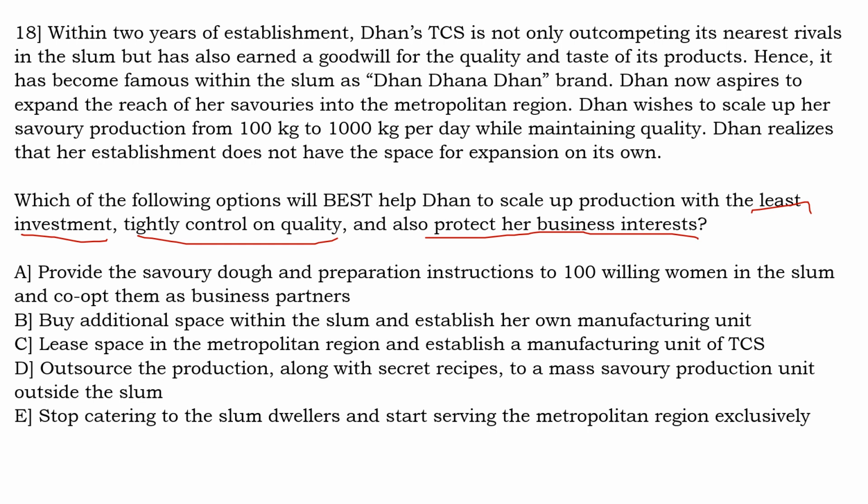Option A, provide the savory dough and preparation instructions to 100 willing women in the slum and co-opt them as business partners. So if you ask 100 women who are willing to prepare the savories on her behalf, they will be given the necessary instructions and the necessary material. They will be preparing the dishes, and they will be acting as business partners. Means they'll be given a part of the profit.